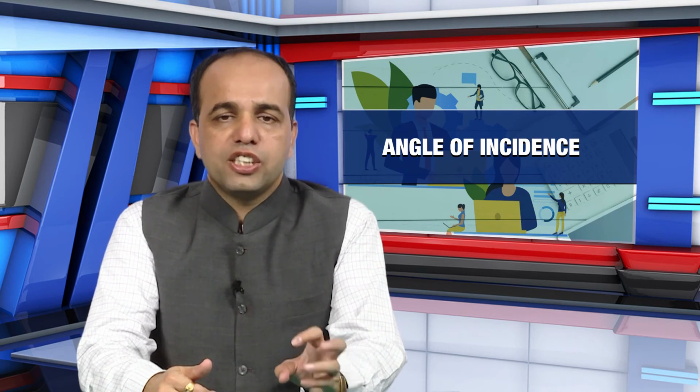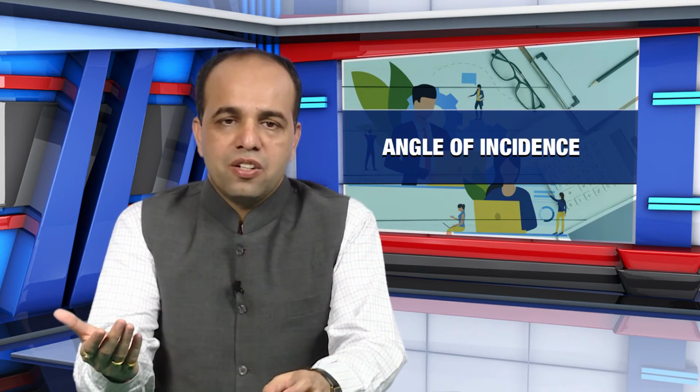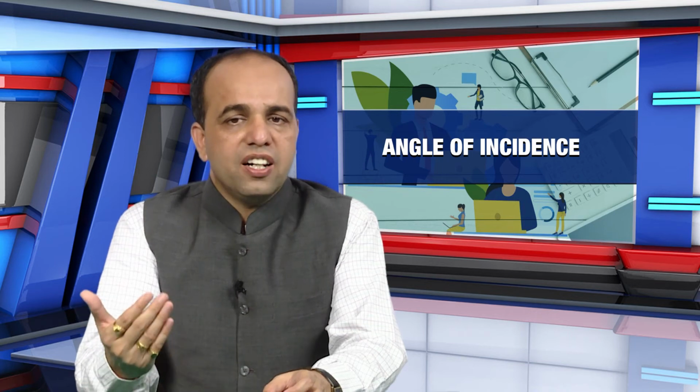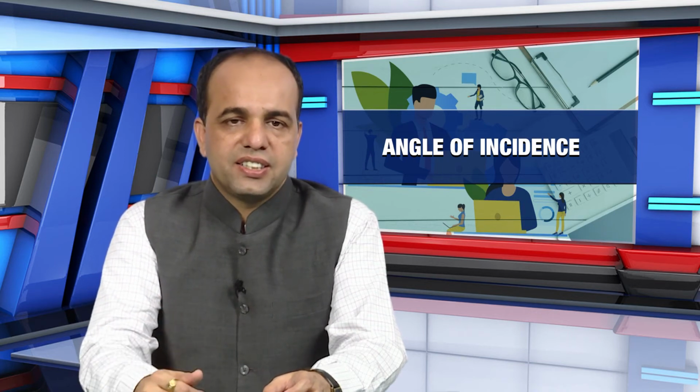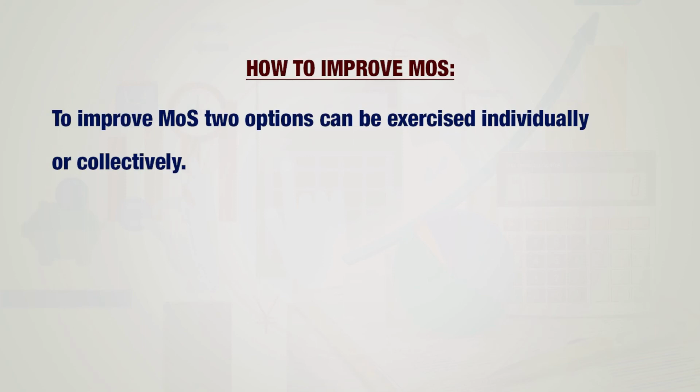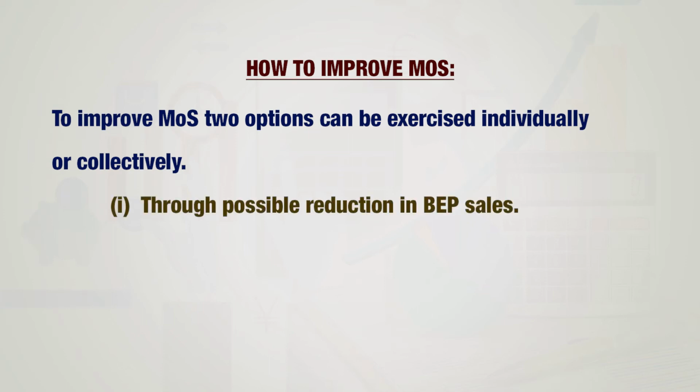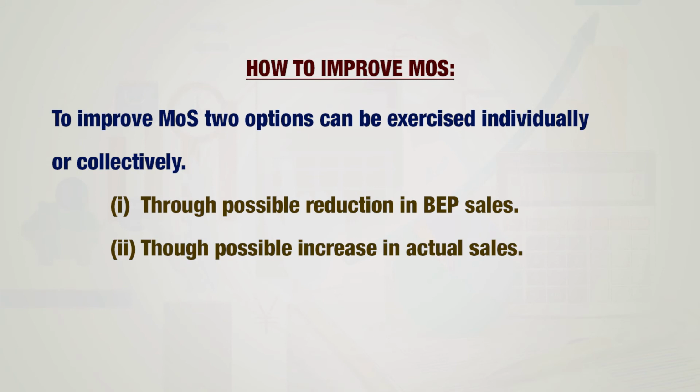Theoretically, the higher the margin of safety, the better the position of the company to face any unexpected decline in the sales. To improve margin of safety, two options can be exercised either individually or collectively: possible reduction in break-even point sales and possible increase in actual sales.